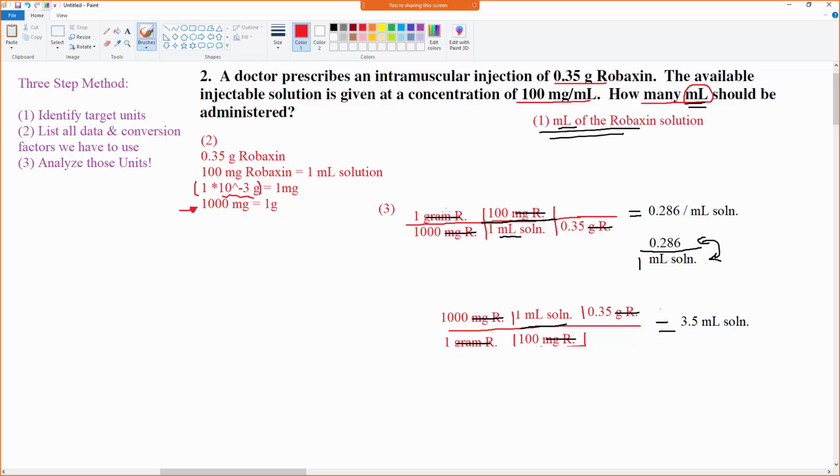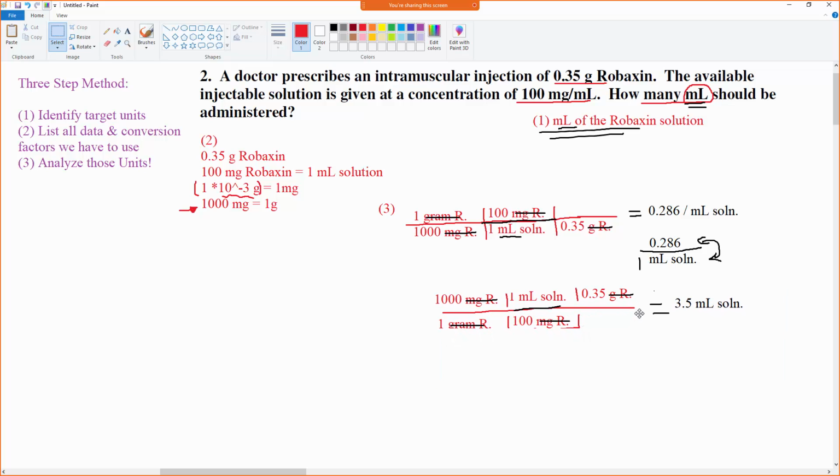All right. And last thing before we move on, you could totally have done this problem by starting with the Roboxin right here, the 0.35 grams of Roboxin. I call that starting at the beginning. It's like, oh, I'm starting with this thing they gave me. Or you could have started with this piece, to say, hey, I want milliliters. Let me just start with that on top and call it good.